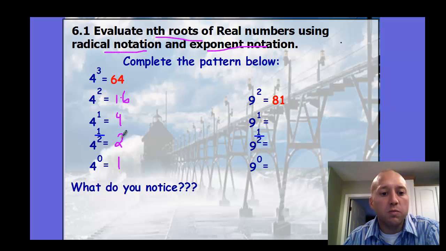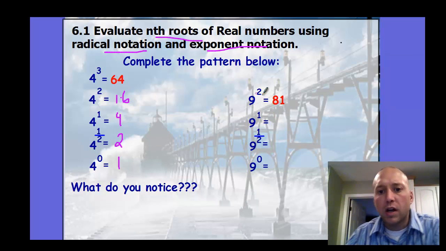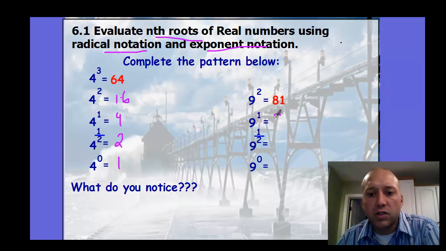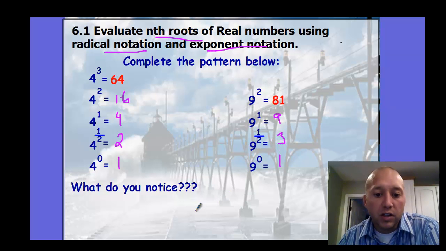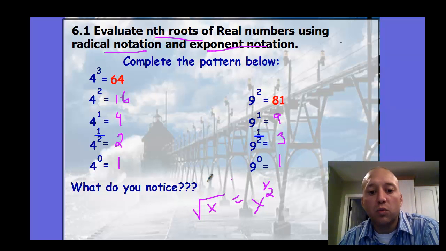What would the value be? So what makes sense for this? What does the 1/2 mean? Let's try that again. 9 squared is 81, 9 to the first is 9, 9 to the 0 is 1. What's 9 to the 1/2? Seeing this pattern, the 1/2 here is actually square rooting, so the square root of 9 is 3. So the square root of x is the same as x to the 1/2 power. This is the main rule we're going to use for 6.1 and 6.2.